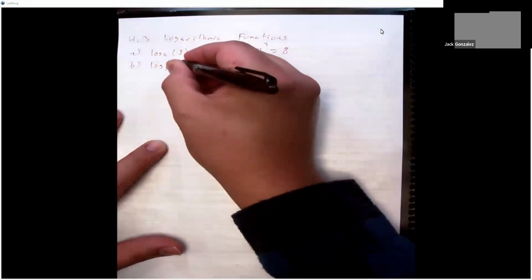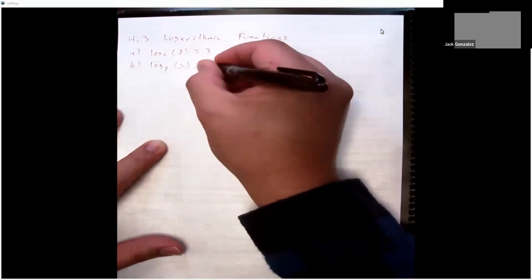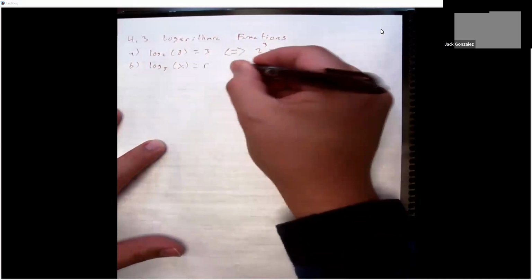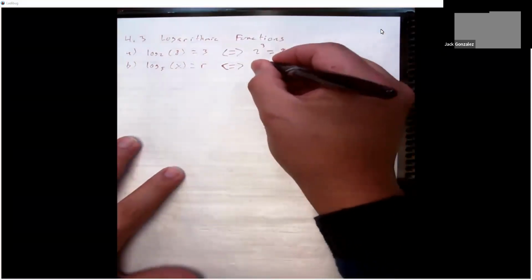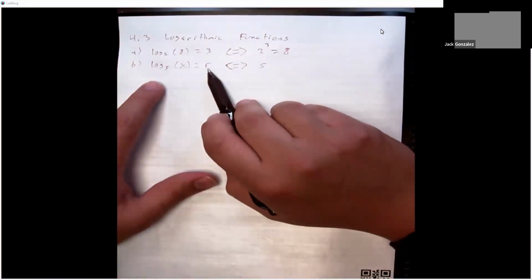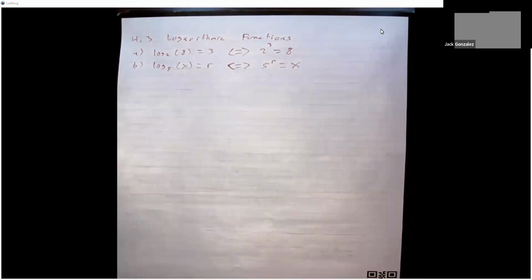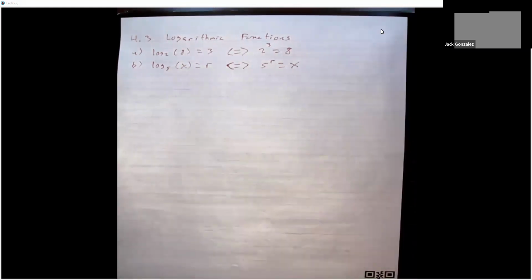Okay. Do another one. So log base 5 of x equals r. Change that to exponential form. Can't draw arrows. 5 is the base, right? The power is what it's equal to, and that equals the argument. So just remember that formula if you can. If you don't have that memorized, it's fine. Just have that definition with you.